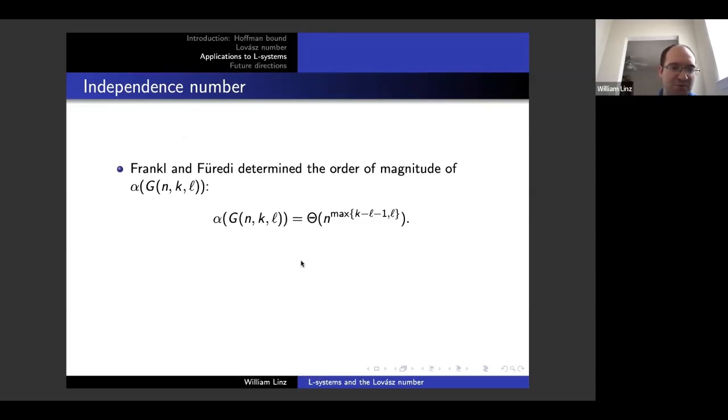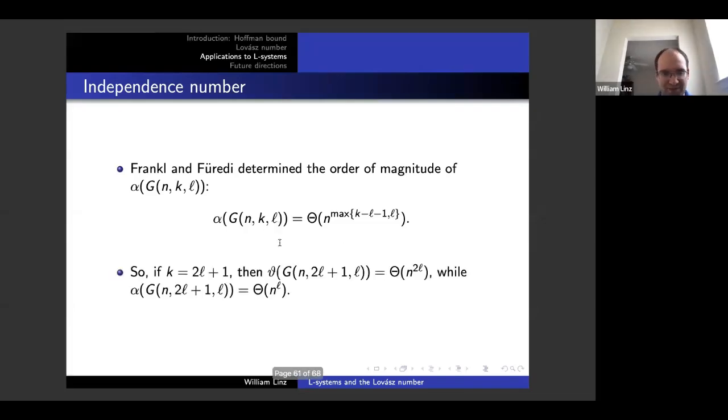The independence number of these graphs has been well studied. It's a result of Frankl and Füredi that for any k and l, assuming k and l are fixed and n is tending to infinity, the independence number is on the order of n to the max of k minus l minus 1 and l. So actually weaker results would suffice. Results of Frankl and Wilson, for example, would suffice, but this does work for all k and l.